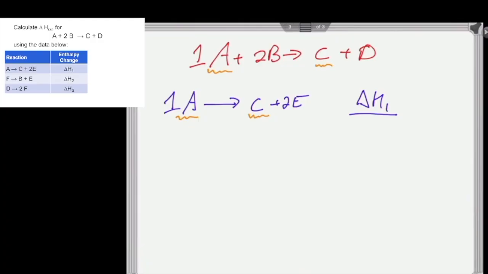Let me pause there. Not activation energy. Remember, we're talking about the delta H. These are the enthalpies of these reactions. But yes, on that line.